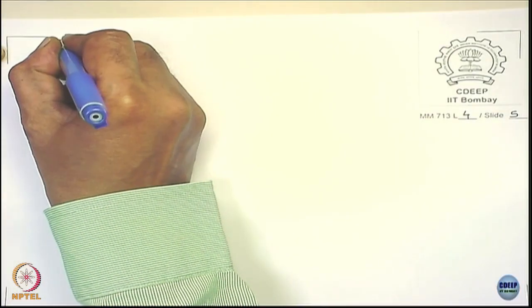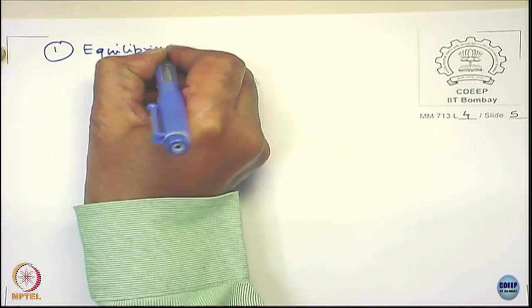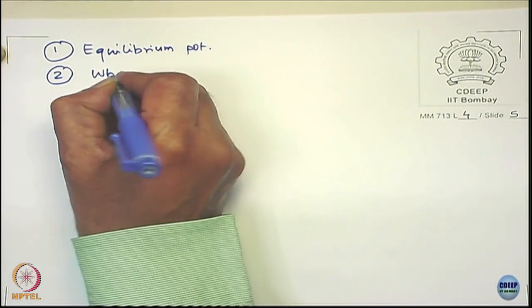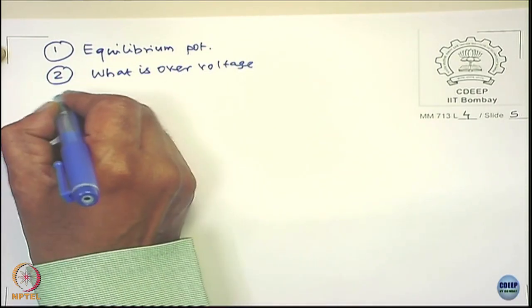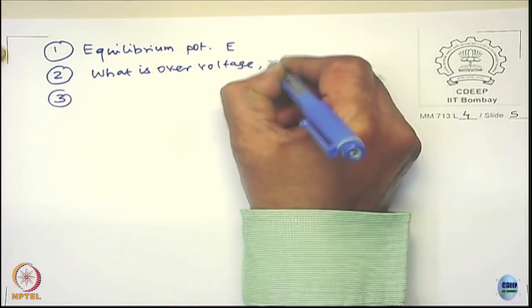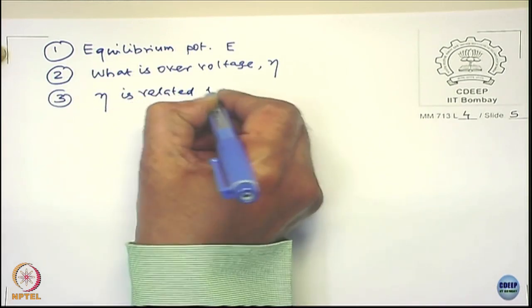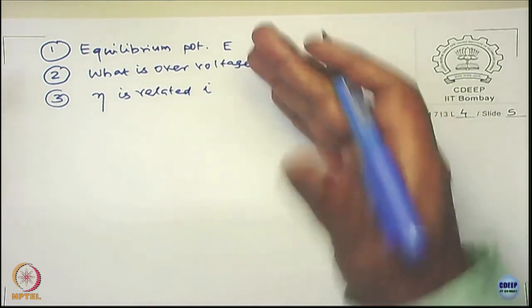Now let us look at these things. What you should know: one, the equilibrium potential calculations; two, what is overvoltage; and three, how eta is related to I. We have not done much so far, we have only made three concepts clear to us, hopefully they are clear.